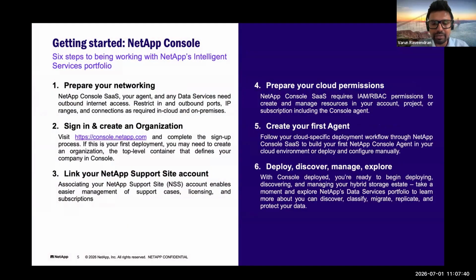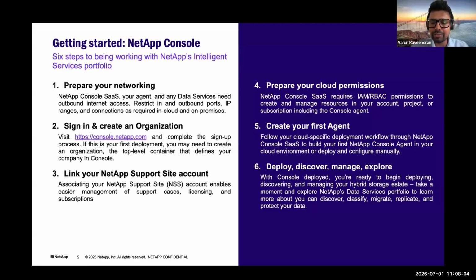You need to have an IP range or a subnet that is allocated for your agent installation, and make sure the subnet has outbound internet connectivity, that is to your NetApp API endpoints as well as your hyperscaler endpoints. And also you can restrict your inbound and outbound ports.